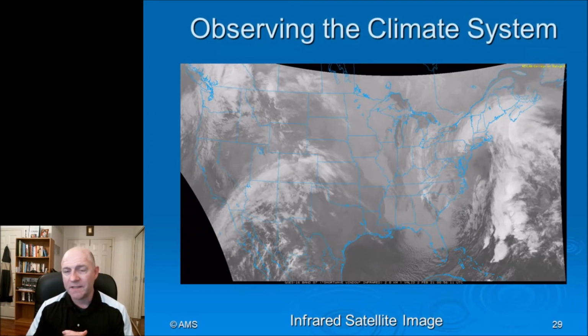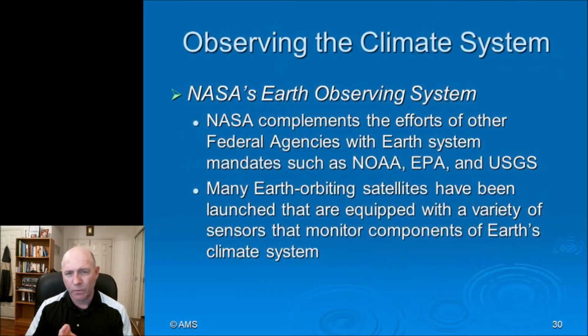So when it's nighttime, this is probably the best game in town to figure out where your clouds are at night. Now, some of the newer satellites that have been launched the last couple of years actually have a nighttime visible, which can sense some clouds in the visible part of the spectrum just from moonlight, which is pretty neat. But those aren't very reliable for forecasting purposes.